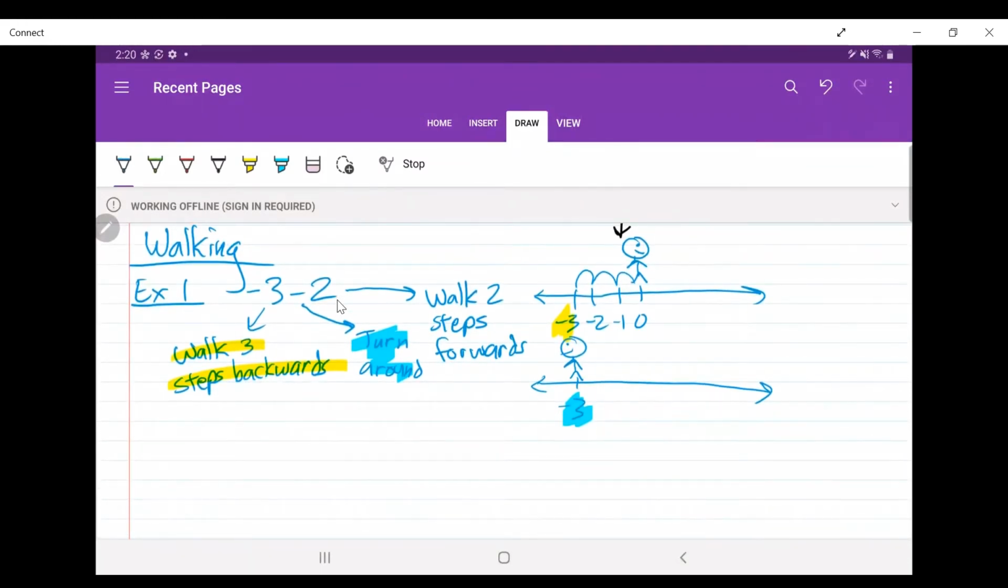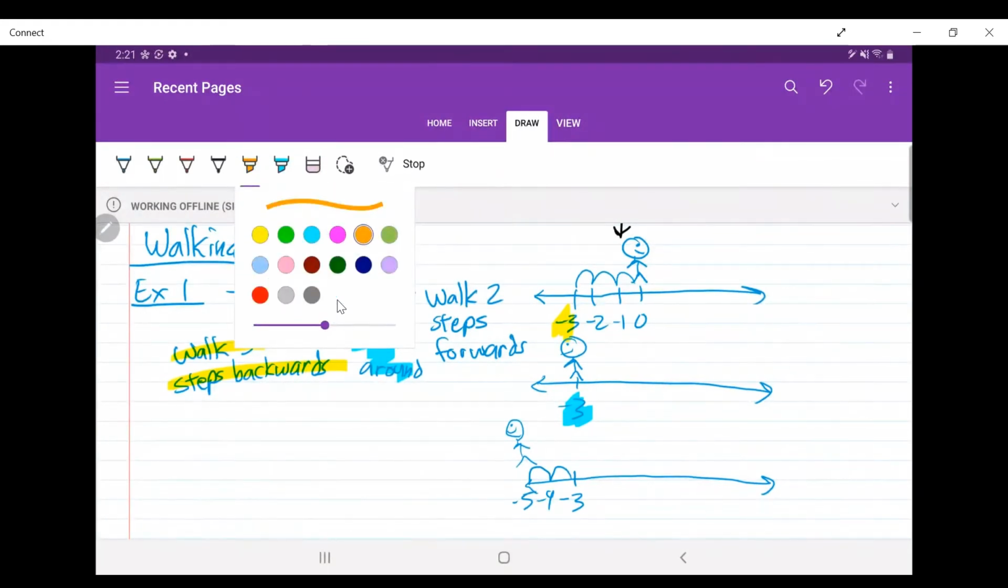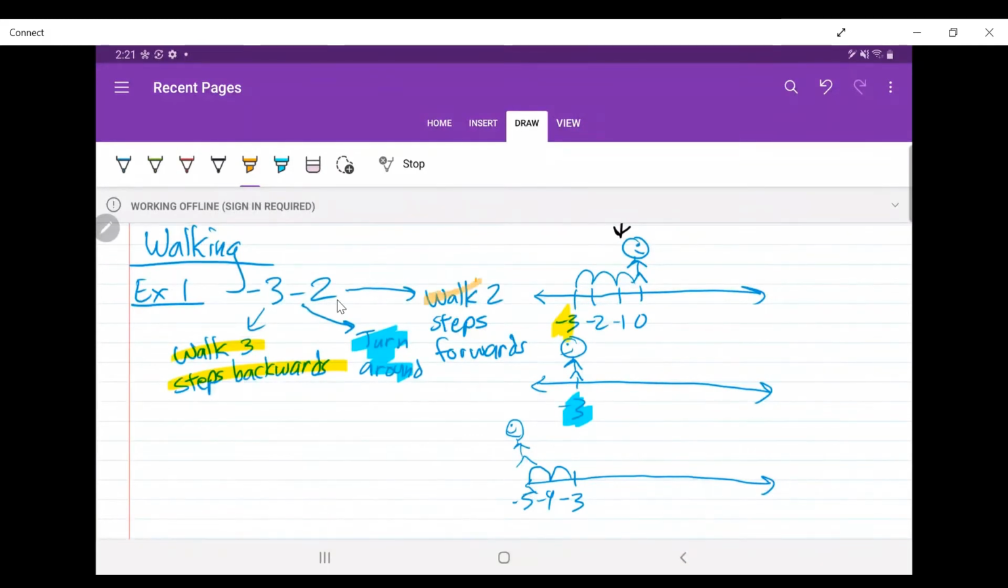Lastly, after we turn around, we need to walk 2 steps forward. So the person's facing to their left, they're going to walk 2 steps forward. And in the end, they're going to be at -5. So now they're at -5 because they walked 2 steps forward. So the answer, -3 minus 2 equals -5.